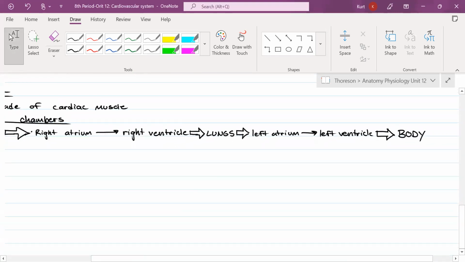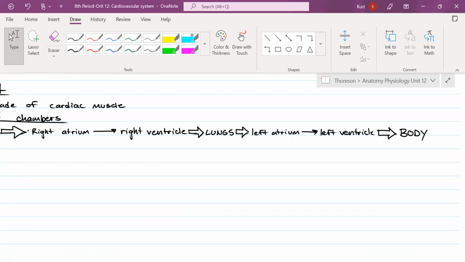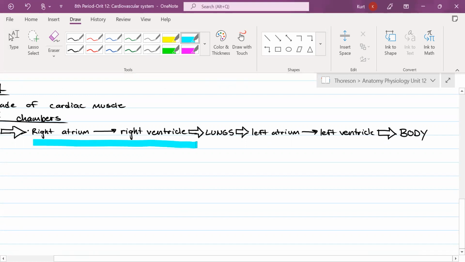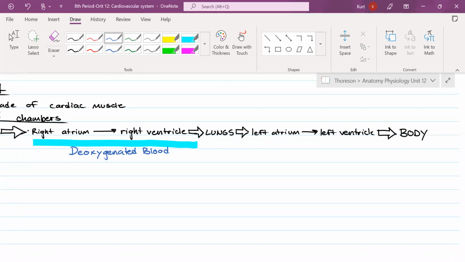Okay. Now, I want you to get out whatever highlighter color you have, hopefully you have a blue. If you don't, just improvise. These are going to be the deoxygenated circuit. This blood is coming from your body. Now, you have to think. You can't just be mindless robots that are copying down what I write and repeating what I say.